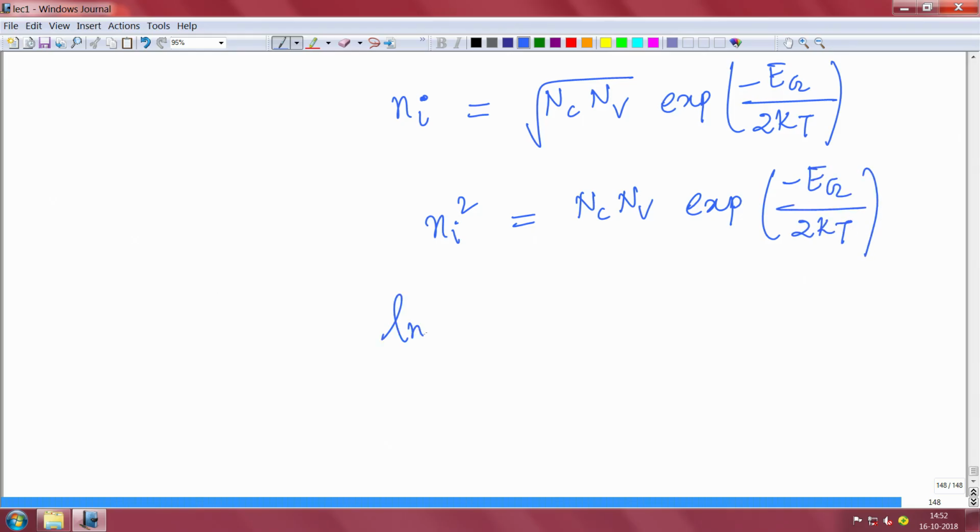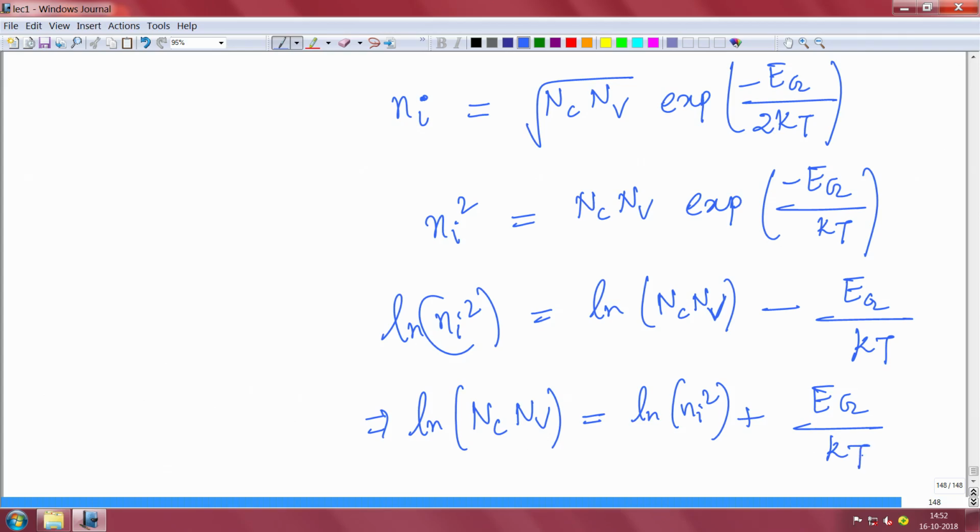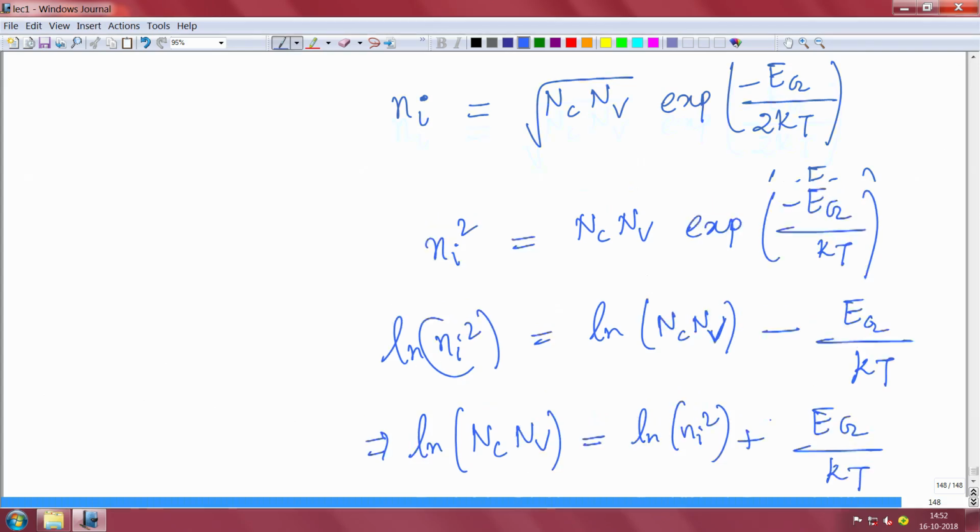If I take a log here, ln of Ni square is equal to ln of Nc Nv plus log of the exponential, which is minus Eg by kT. Because there is a square term, it is kT and not 2 kT. So basically what it means is that ln of Nc Nv is equal to ln of Ni square plus Eg by kT. Remember this equation? We will put it in the equation that we saw here.